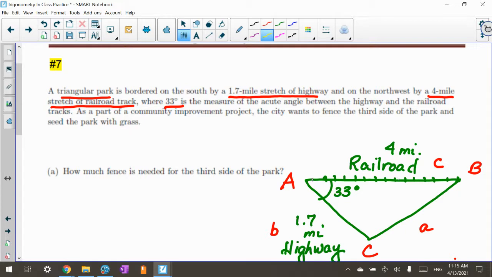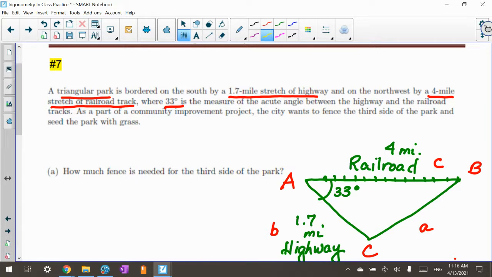So right there's my railroad track here on the top, where a 33-degree angle is the measure of the acute angle between the highway and the railroad track. So there you see this, okay? As part of a community improvement project, the city wants to fence in the third side, so that's this side here of the park, and seed with grass.